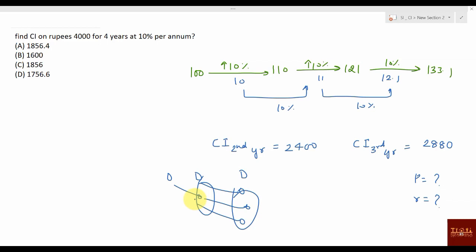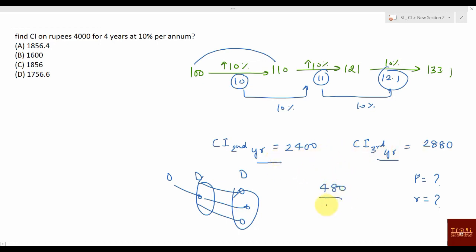What is the relation coming between 100 and 110, the rate of interest? Same thing will come in. This is first year CI, this is second year CI, and this is third year CI. Even the same thing is coming in CI also. CI also will be increased by the same rate of interest, and the first year, second year and third year CI are given. Can't you find the percentage increase? How much percentage increase is happening?